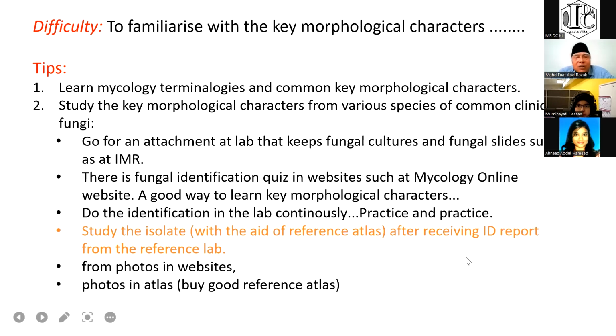So that's all what I want to discuss about identification of mold by cellular morphology, and some suggestions or tips for you to get better and better in doing fungal identification from cellular morphology. So thank you very much.